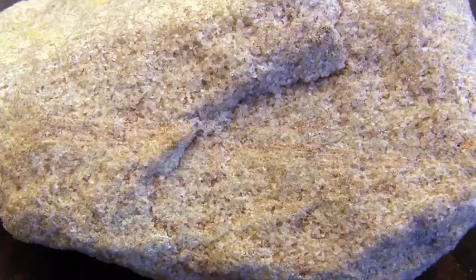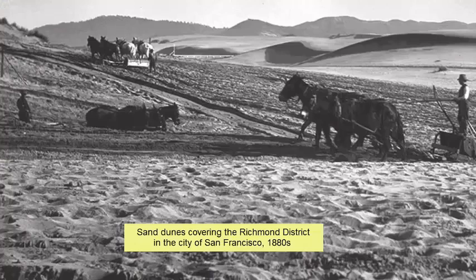Clues like these, combined with sediment grain size, shape, and composition, help us build a story of what Earth's surface looked like at various times in its past, and that's the story told by sedimentary rocks.